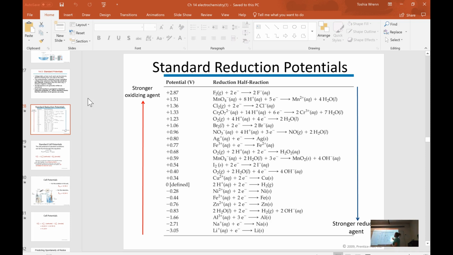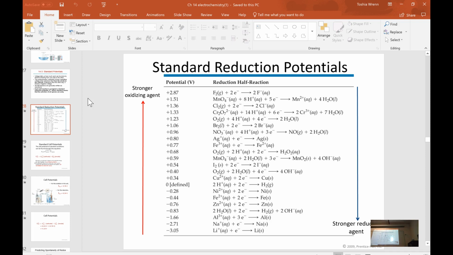What's your electrical potential for this one? Positive, just kidding. What about this one? Negative 2. Which means our E cell naught is what? It's a negative value. We don't do basic math anymore. So is it going to work? No, because it's negative.